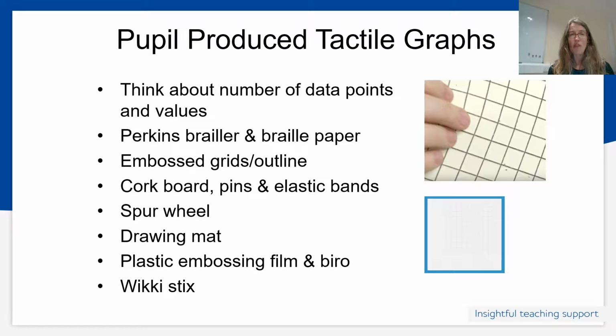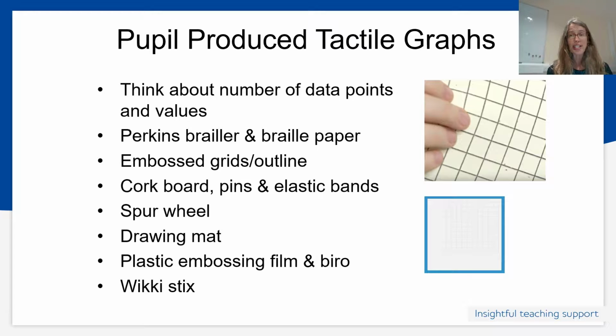So in terms of a pupil plotting points on a graph, you want to think about the number of data points and the values. If a pupil is going to be plotting their own points, it is going to be much easier for them if those points are on the intersections of the grid lines. It will take them longer than it will do their sighted peers, and so therefore you want to think about how many data points you want them to plot out. Obviously with practice that does get quicker, but it is a time-consuming process, and that's to be aware of.